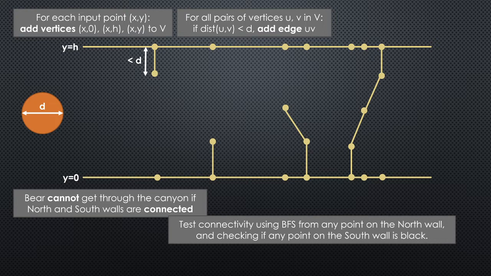That's right. In a BFS, nodes start white, they change to gray, then they change to black. If the top and bottom are connected, then if I run a BFS starting anywhere on the top, all of the nodes in the top and all of the nodes in the bottom should end up black at the end.